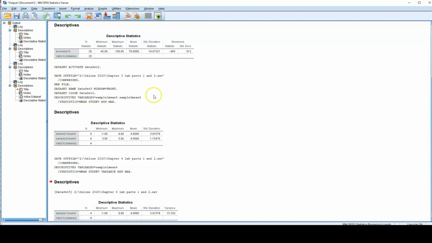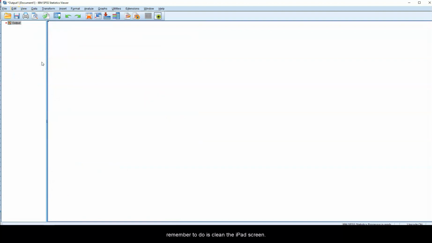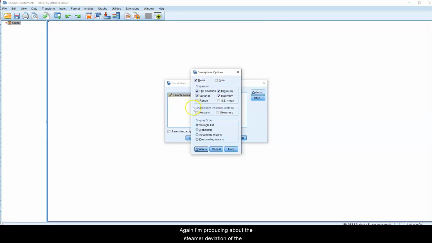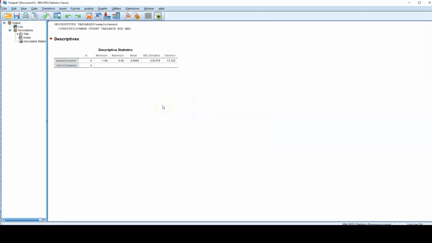And let's see. In fact, there's something I just cannot remember to do, which is clean the output screen. Analyze, Descriptives, and then Descriptives. Again, I'm producing both the standard deviation and the variance. And click OK. And sure enough, it's exactly the same. SPSS undergoes the same process behind the scenes, if you will. Here's 15.33 versus our 3.92 that we got by rounding, the square root of 15.33. So that's nice. That's pretty cool.